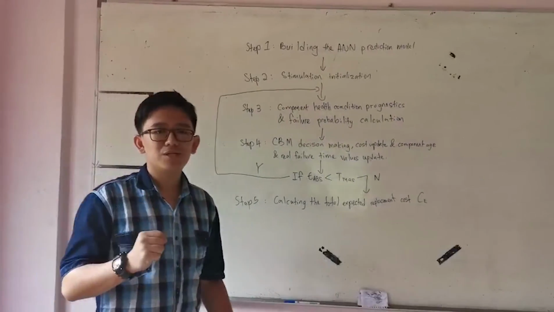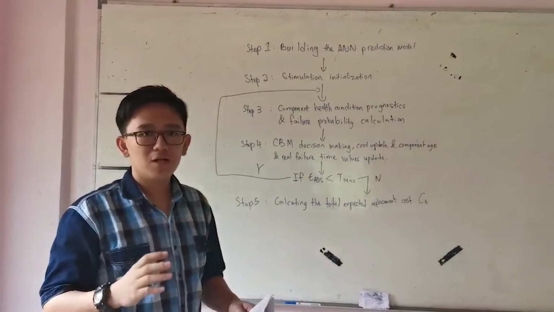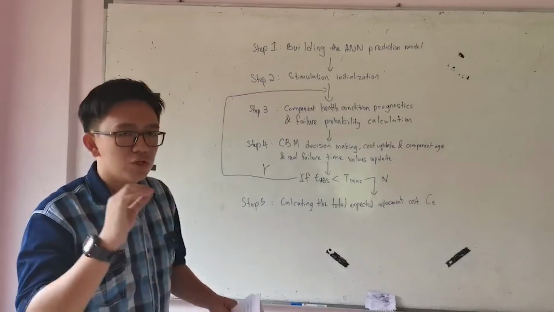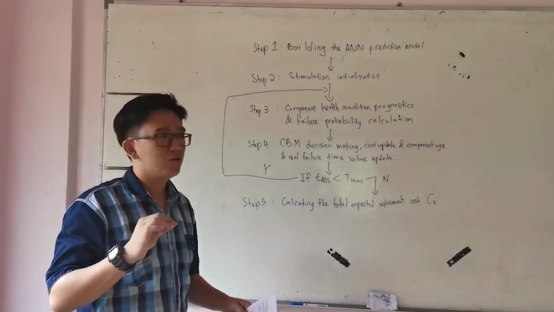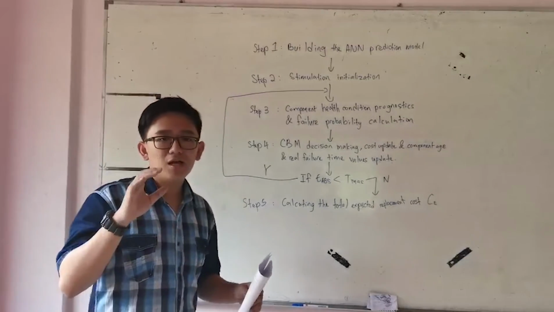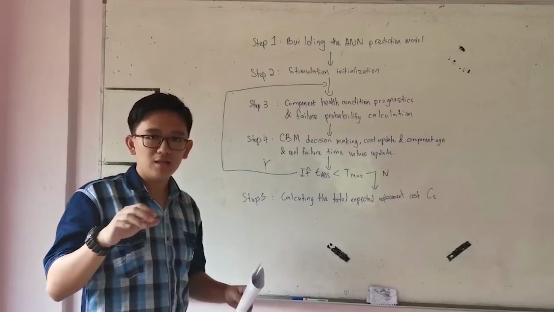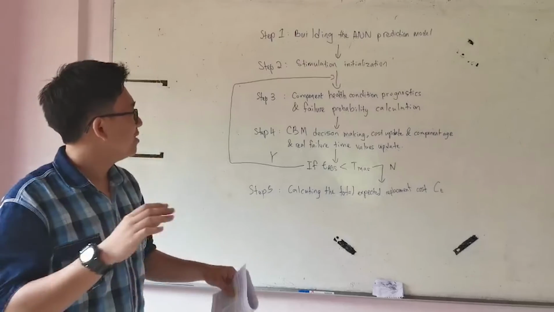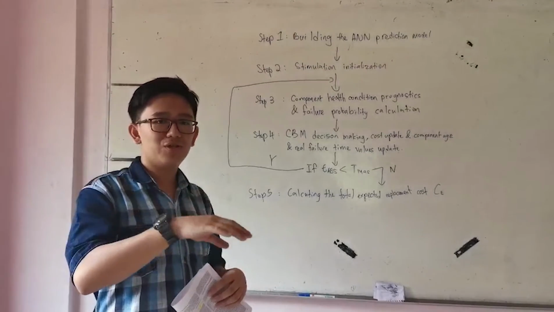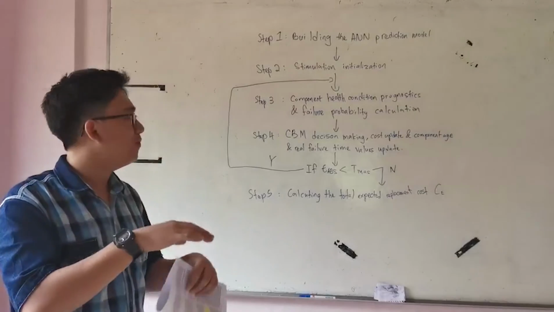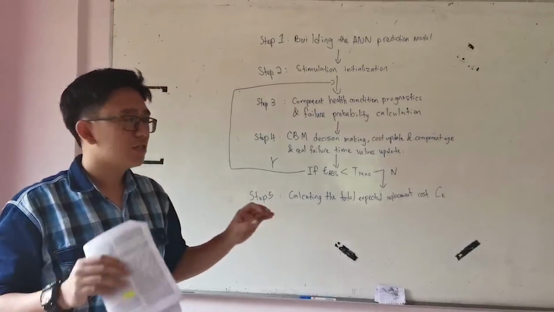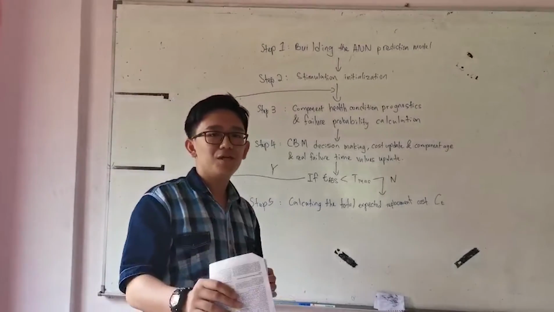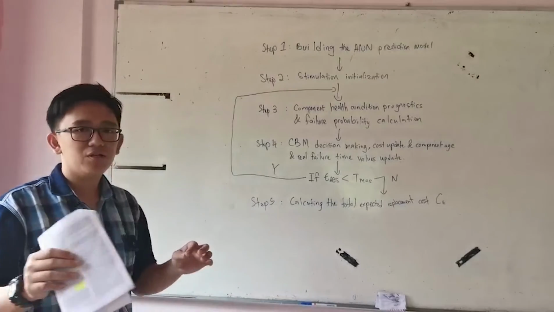Today, I'm going to discuss the solution method of condition-based maintenance, known as CBM. To perform it, you need to follow a few steps. Step 1 is building the artificial neural network, which is the ANN prediction model. Then step 2 is to initialize the simulation. Step 3 is to identify the component health condition prognostics and to perform the failure probability calculation. Step 4 is the CBM decision making, cost update, component age, and real failure time value updates.